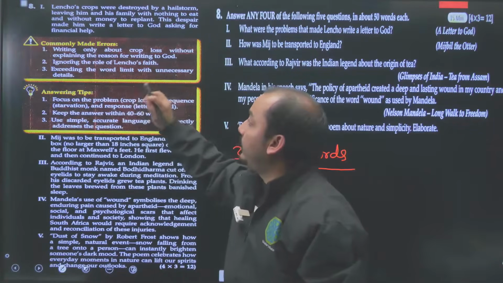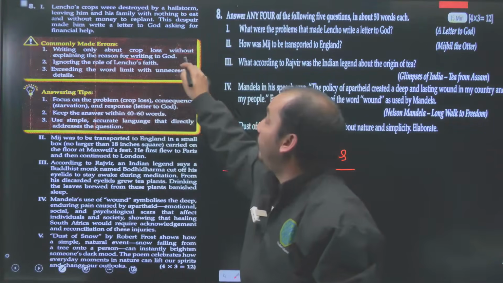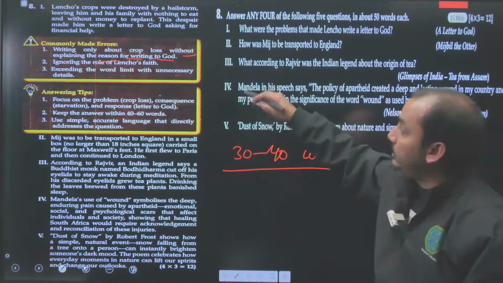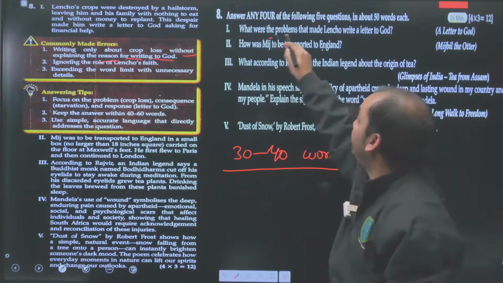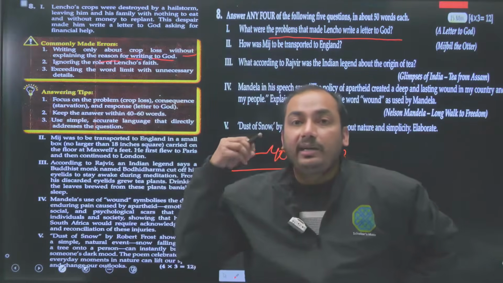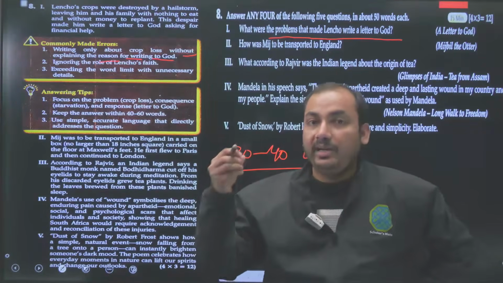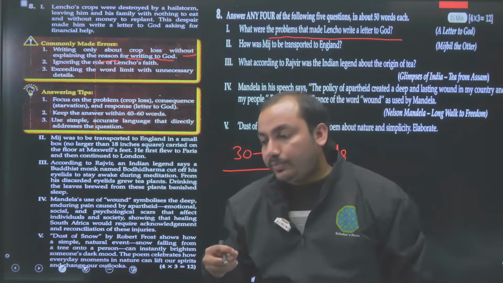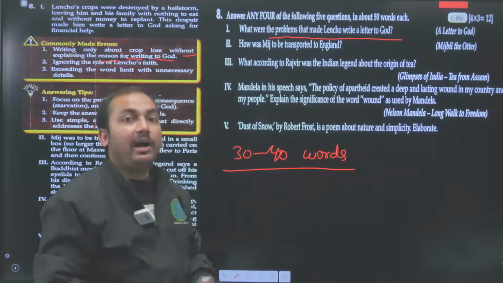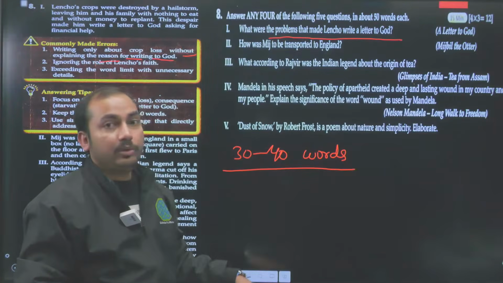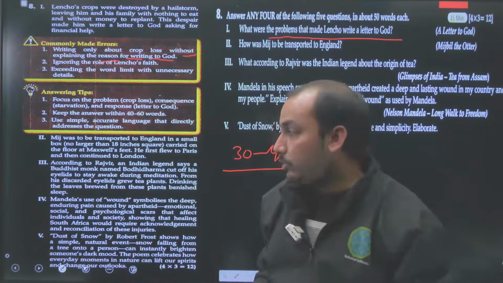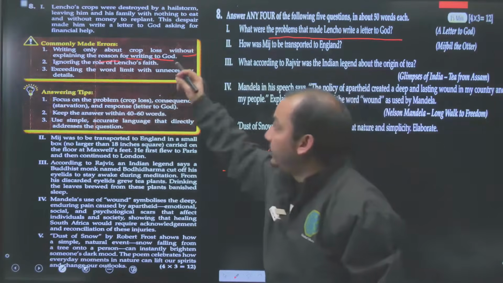Commonly made errors. What are the commonly made errors? Writing only about crop loss without explaining the reason for writing to God. This is related to question number 8, the first question. What were the problems that made Lencho write a letter to God? Here you just have to write directly what the problems were. The actual problem of Lencho was the hailstorm, due to which all his crops were destroyed. So you have to mention that only.